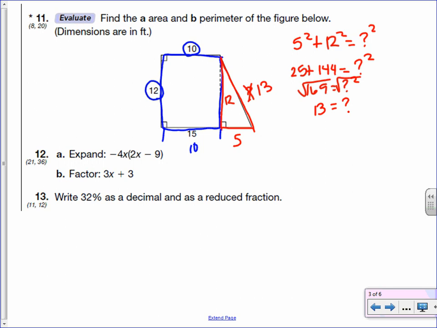Now we can go through and find the area and the perimeter. To find the area of the rectangle, we would do 10 times 12. That's 120. It says the dimensions are in feet, so that would be feet squared. To find the area of the triangle, it's 1/2 the base times the height. 5 times 12 is 60, and half of that is 30. Then to find the total area, I would add those two pieces together.